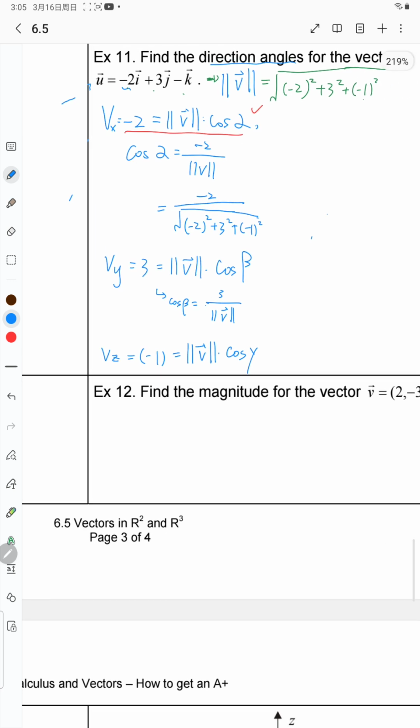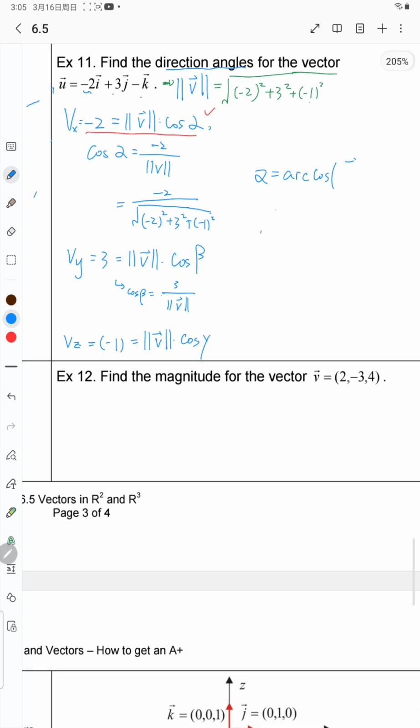But I guess you could also write one more step, like arc. So alpha would just be arc cosine of -2 over this, right? The square root of 4 plus 9 plus 1, you can calculate this, right? So arc cosine will just give you the angle, the inverse function of a cosine. Arc tangent is the inverse function of tangent. It gives you the angle such that it is equal to a cosine value, right?